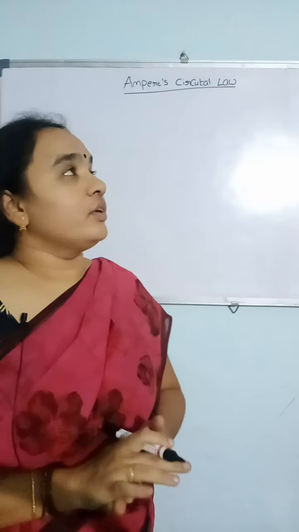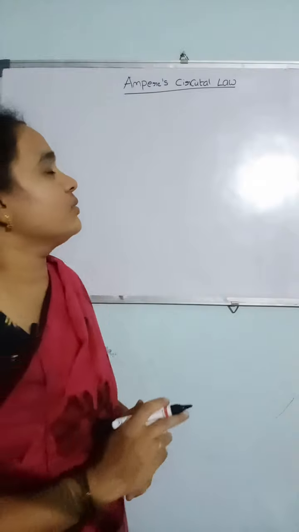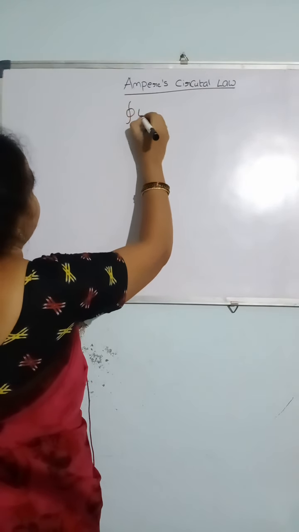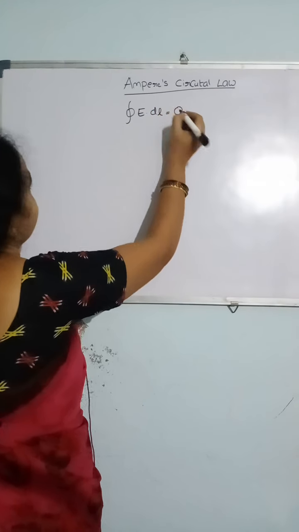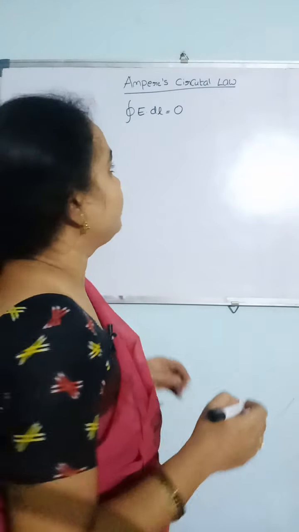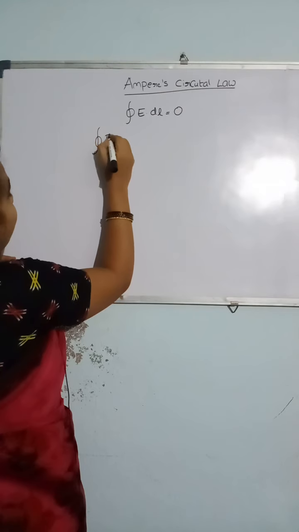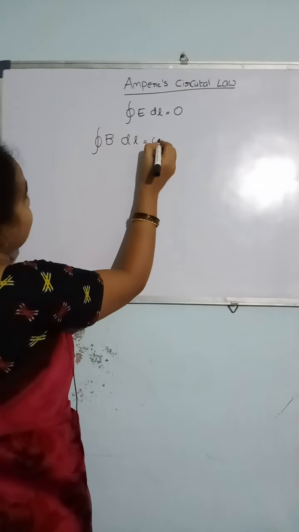Students, today we are going to discuss Ampere's circuital law. In electrostatics, the law can be written as the closed integral of E dot dl is equal to 0. But in magnetostatics, Ampere's circuital law is the closed integral of B dot dl.